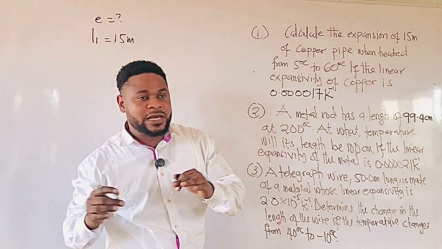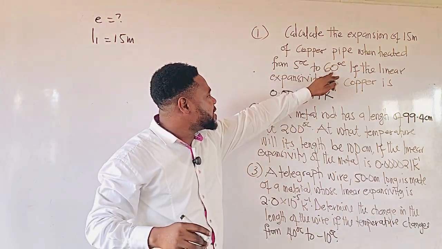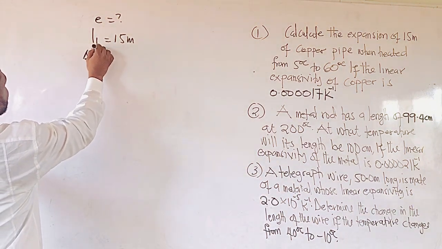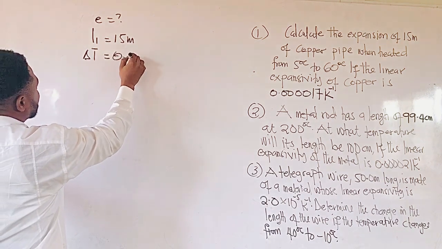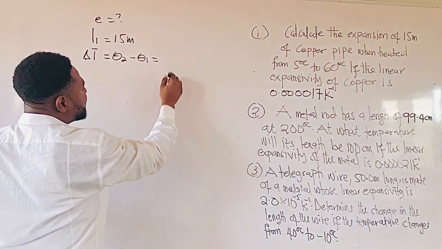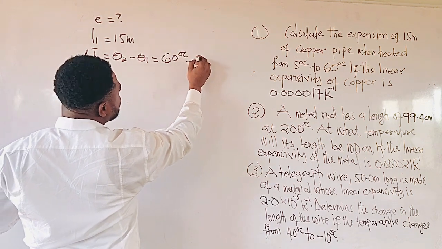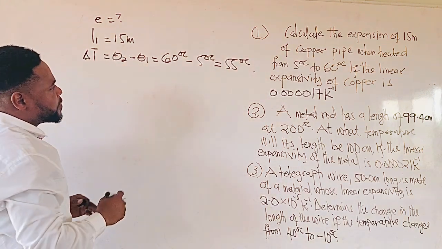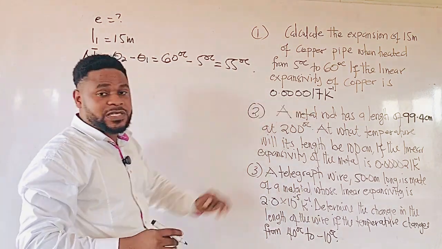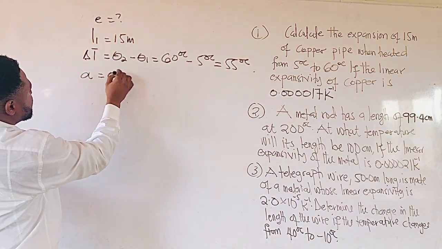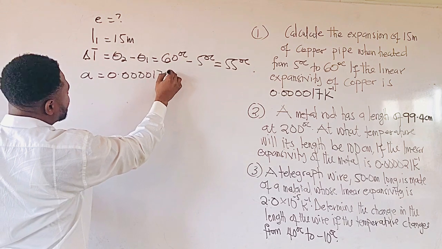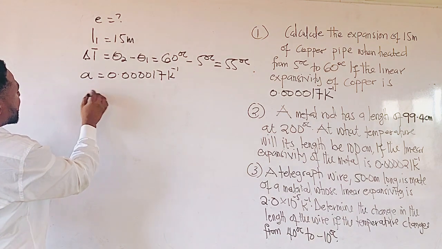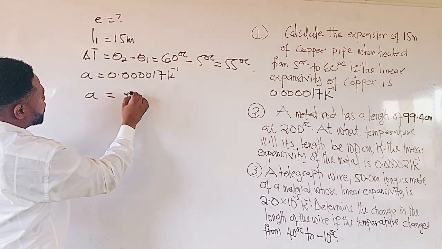Since the temperature is heated from 5 degrees Celsius to 60 degrees Celsius, it means that we have to find change in temperature. So our change in temperature will be equal to final temperature minus initial temperature. Our final temperature is 60, so we have 60 degrees Celsius minus 5 degrees Celsius, which is going to give us 55 degrees Celsius. Now, from the question, we have expansivity of copper, which is alpha, to be 0.00017 per Kelvin.